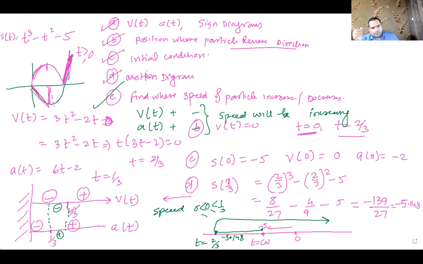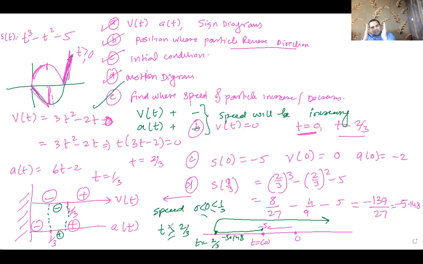The third case is where both are positive. Beyond 2/3, both are positive, so if I take t more than 2/3, the speed again increases because the signs are the same. Just to check whether velocity is increasing, you only look at the sign diagram of acceleration. Acceleration positive means velocity is increasing; acceleration negative means velocity is decreasing. But for speed, you need to take care of both the acceleration as well as the velocity sign diagram.